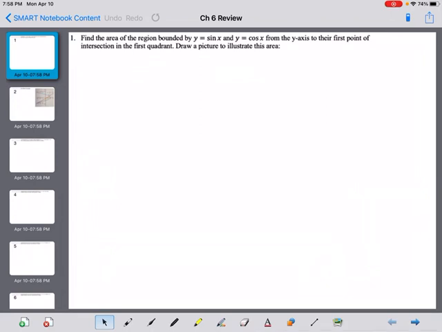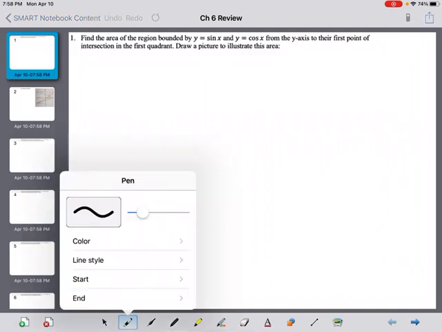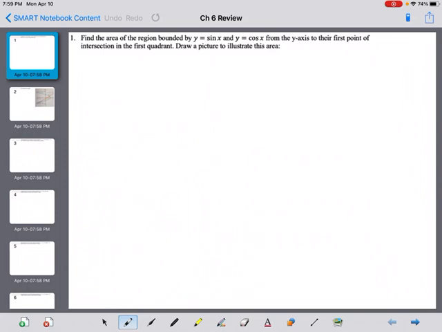Problem number 1 asks us to find the area of the region bounded by y equals sine x and y equals cosine x from the y-axis to their first point of intersection in the first quadrant. So obviously I'm going to start here by creating a graph of these two functions in the first quadrant of the coordinate plane.